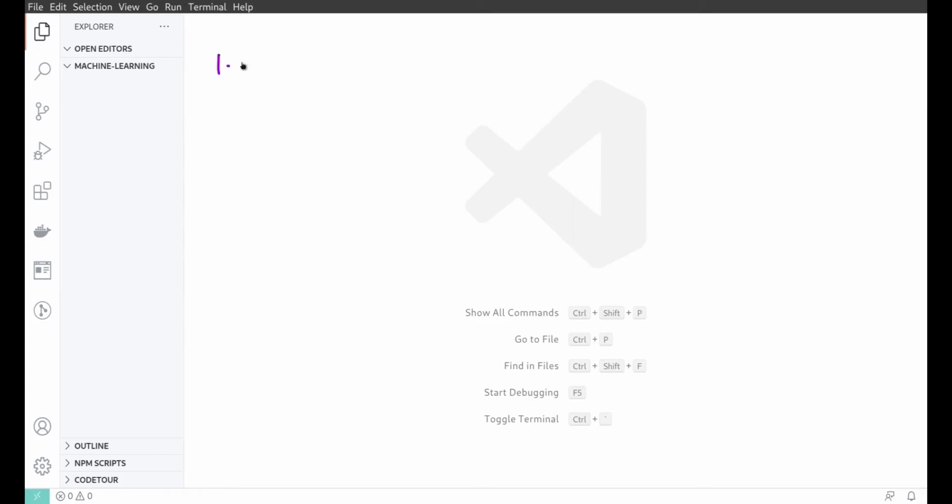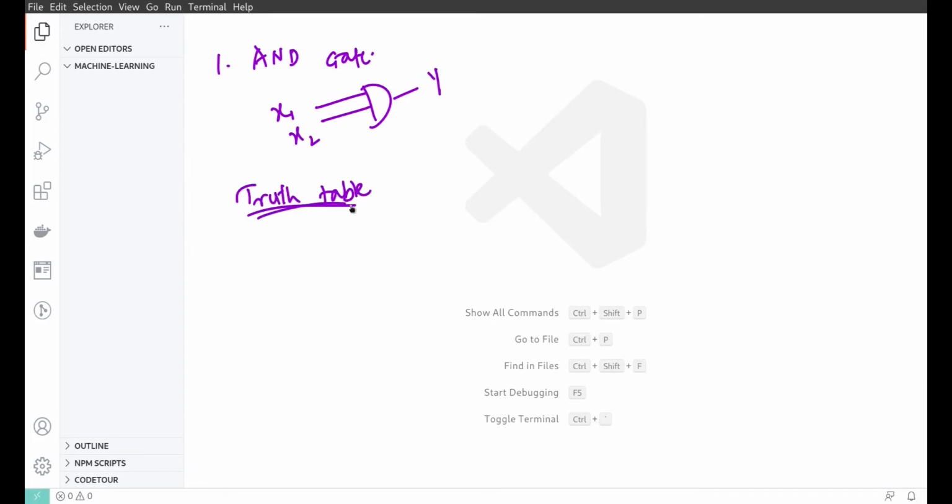So the first one is the AND gate. The AND gate takes two inputs. Let us call these inputs x1 and x2, and it provides one output as y. Let us write the truth table for this. A truth table just provides information about all the possible combinations of inputs x1 and x2 and what will be the output for those combinations of the inputs. Let us just write x1, x2, y.